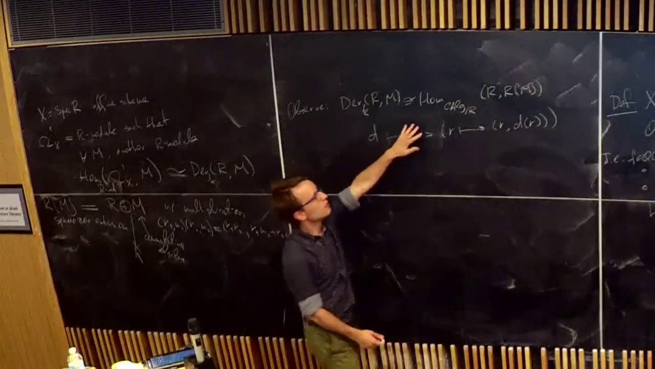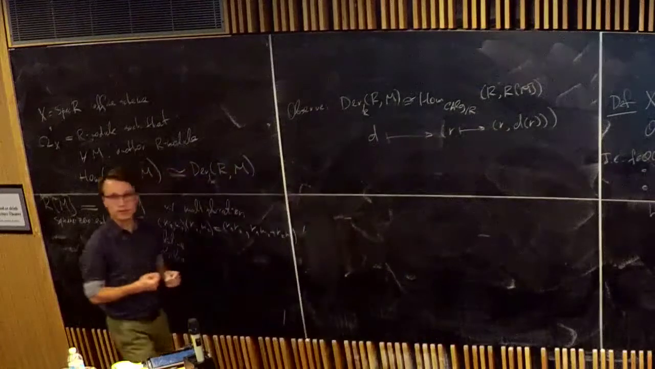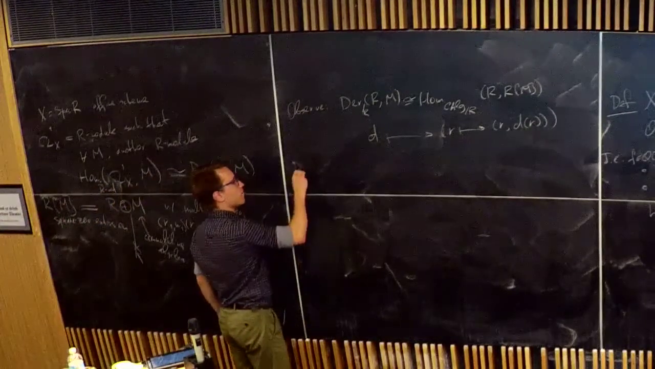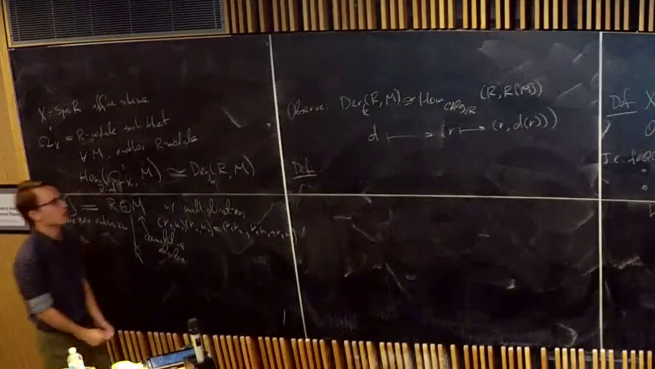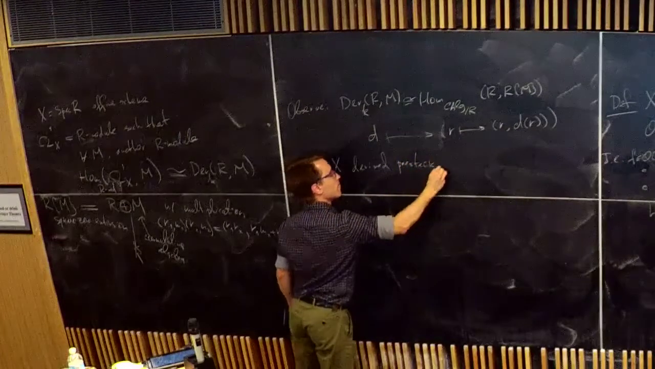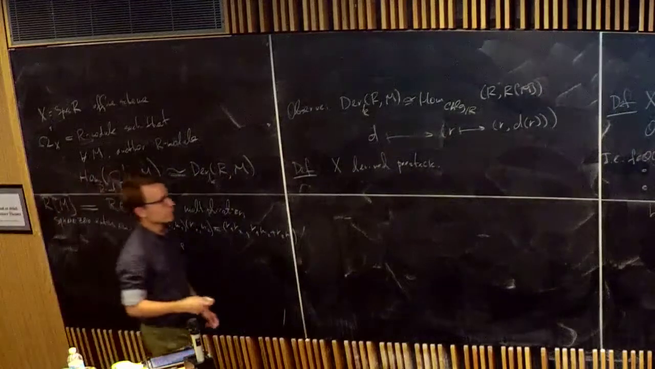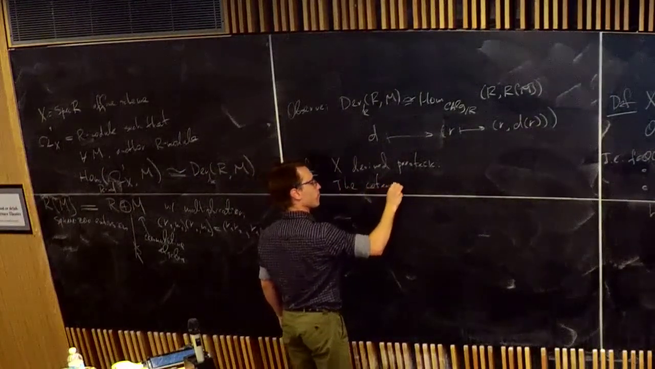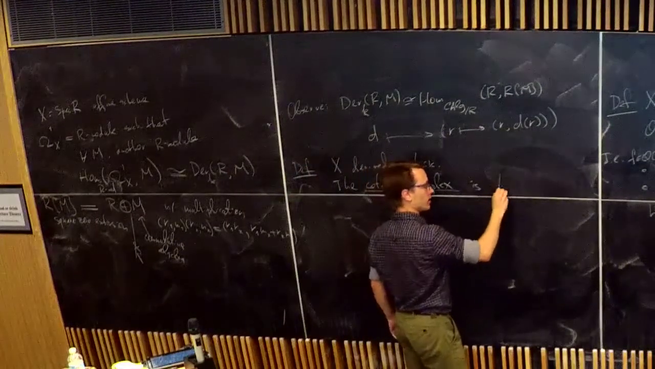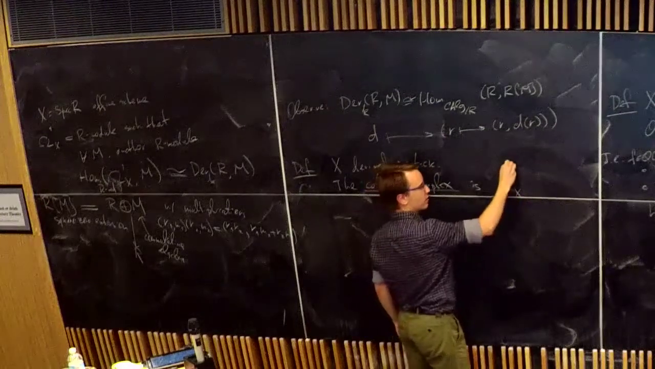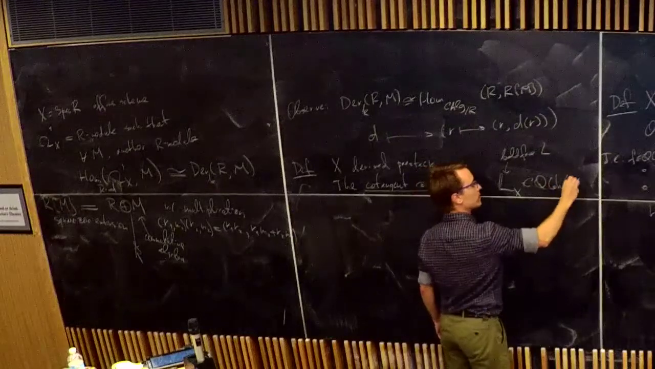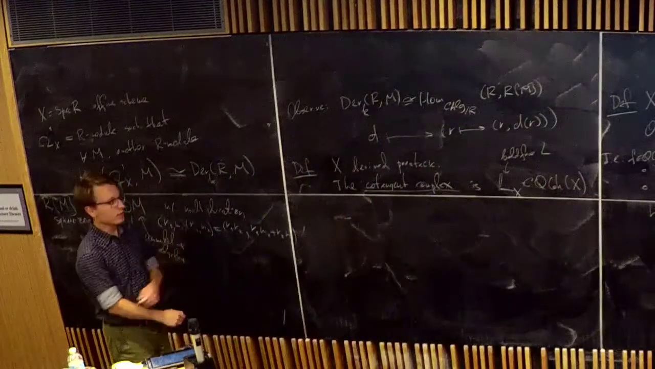Okay, so I'm going to take the right hand side as my notion of derivations, and I can extend this to the right context. So let X be a derived stack. Then the cotangent complex is a certain object, an object L sub X, so this is the cotangent complex L. It's an object of the category of quasi-coherent sheaves on X, which satisfies the following universal property.